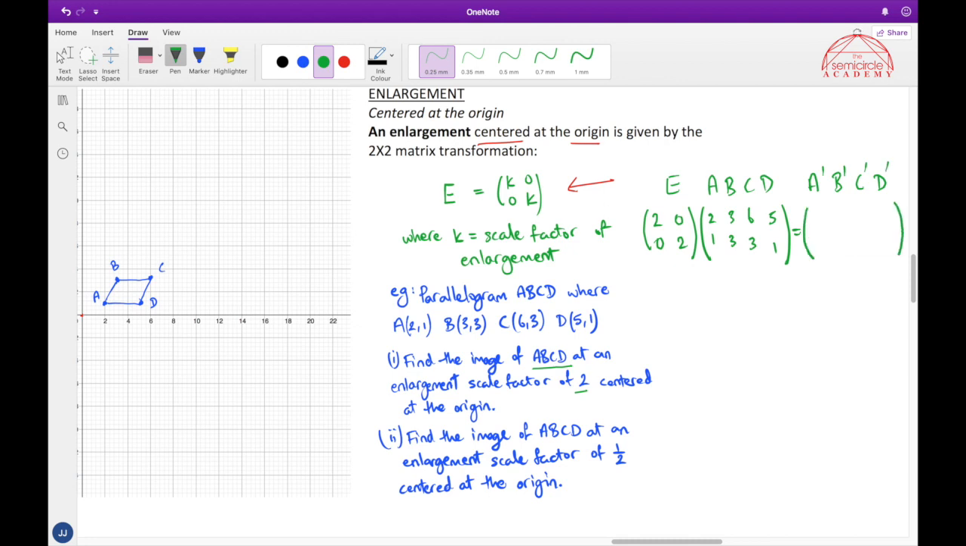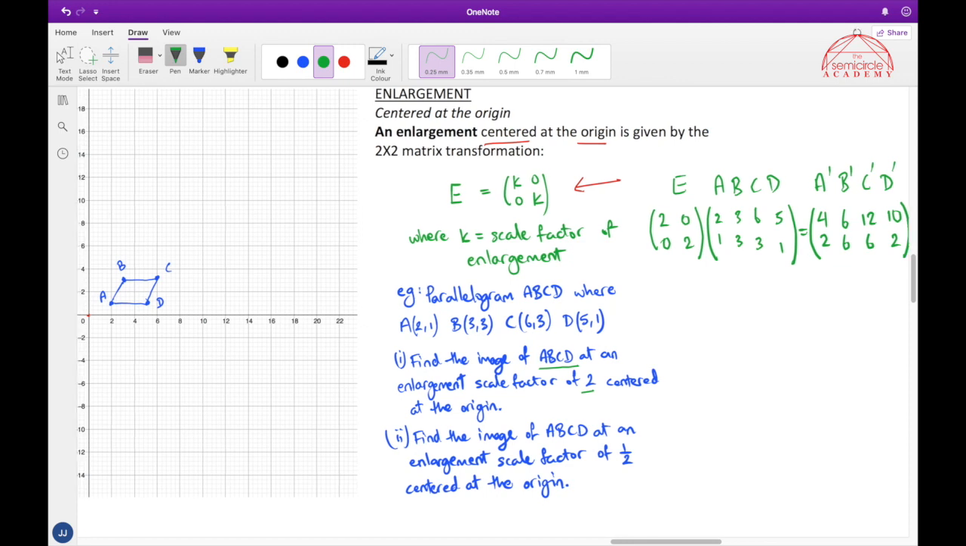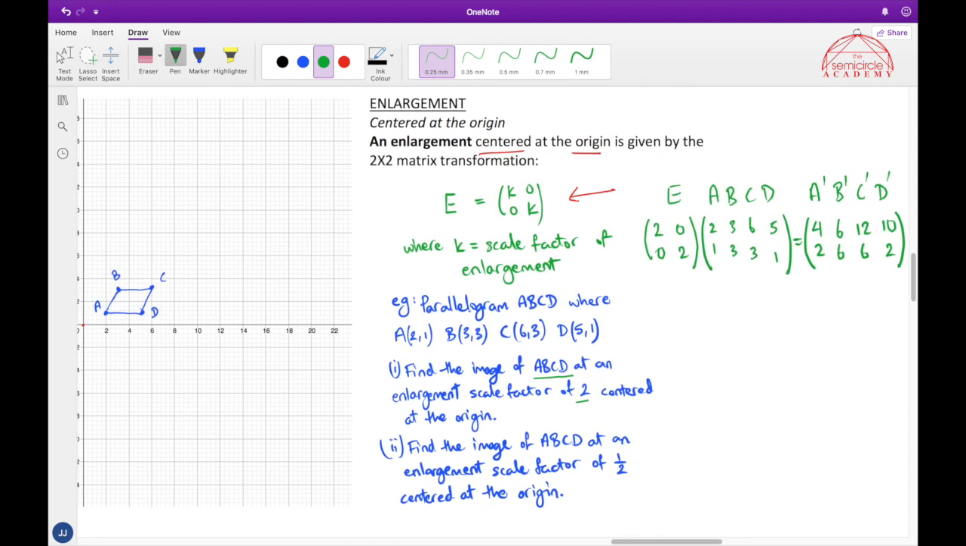So hopefully you paused the video and did the multiplication. Now let's find out what A prime, B prime, C prime are if you did it correctly. A prime ends up being 4, 2. B prime is 6, 6. C prime gives us 12, 6. And D prime is actually 10, 2. So let's plot this on our graph here and see what it looks like.